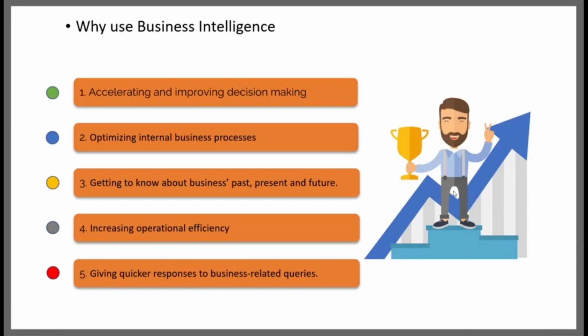Let's discuss why business intelligence is important. The first reason is accelerating and improving decision making. We all know a business intelligence system consolidates data from across the company from various data sources and provides tools that business users can employ to analyze the data to better understand business operations and make better decisions. Implementing business intelligence helps businesses generate reports and analysis within hours that may have previously taken weeks.